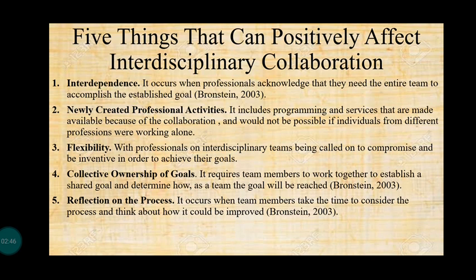Here are the five things that can positively affect interdisciplinary collaboration. First is interdependence. It occurs when professionals acknowledge that they need the entire team to accomplish the established goal. Next, newly created professional activities. It includes programming and services that are made available because of the collaboration and would not be possible if individuals from different professions were working alone.